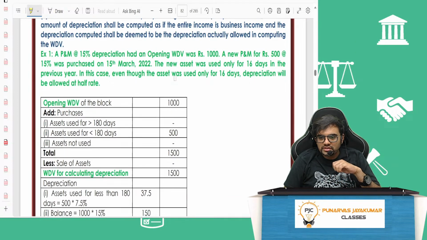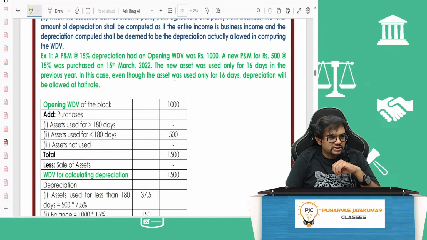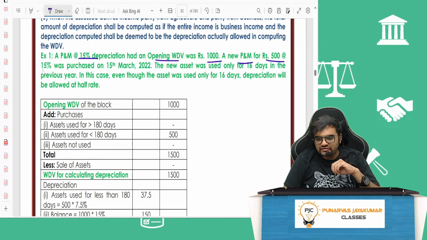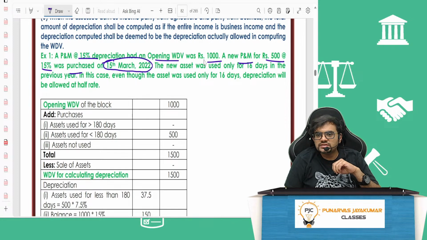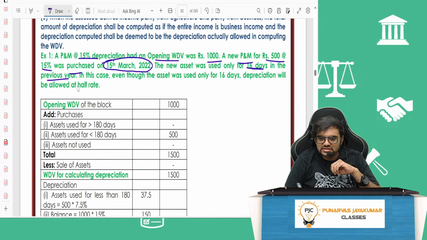So for example, here plant and machinery, 15% depreciation at an opening WDV of 1000. New plant and machinery of 500 at 15% was purchased on 15th March 22, just 15 days before the close of the year. The new asset was used only for 16 days in the previous year. In this case, even though the asset was only used for 16 days, depreciation will be allowed at half rate.